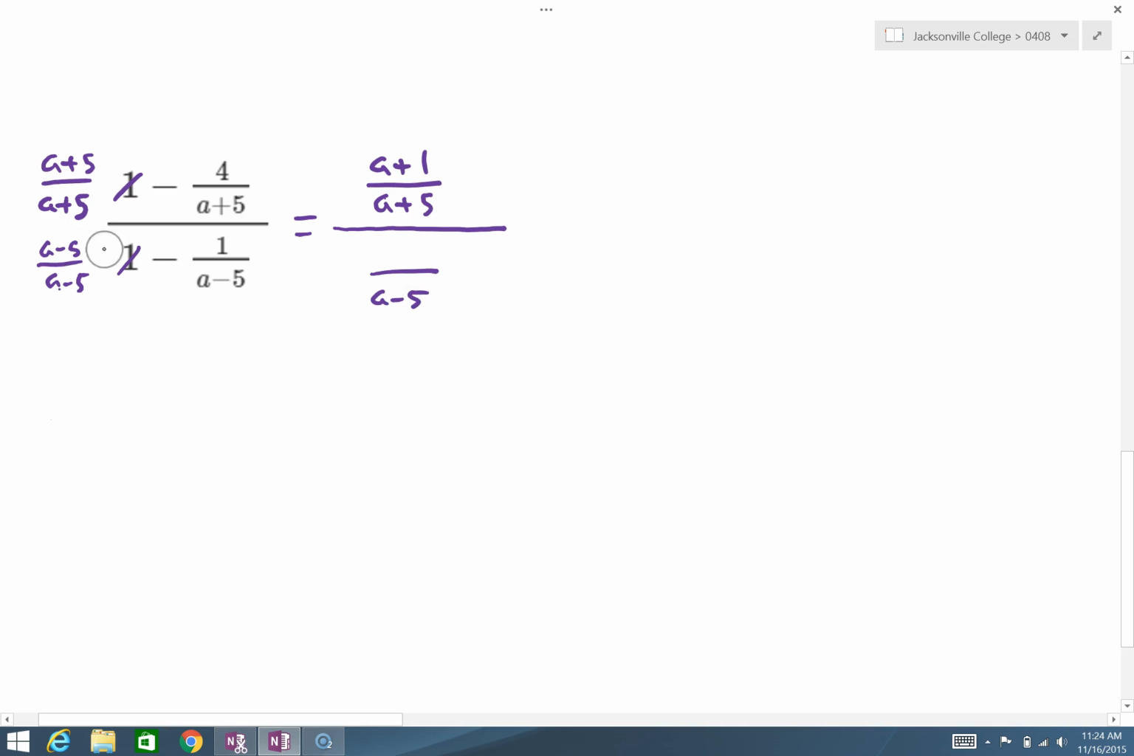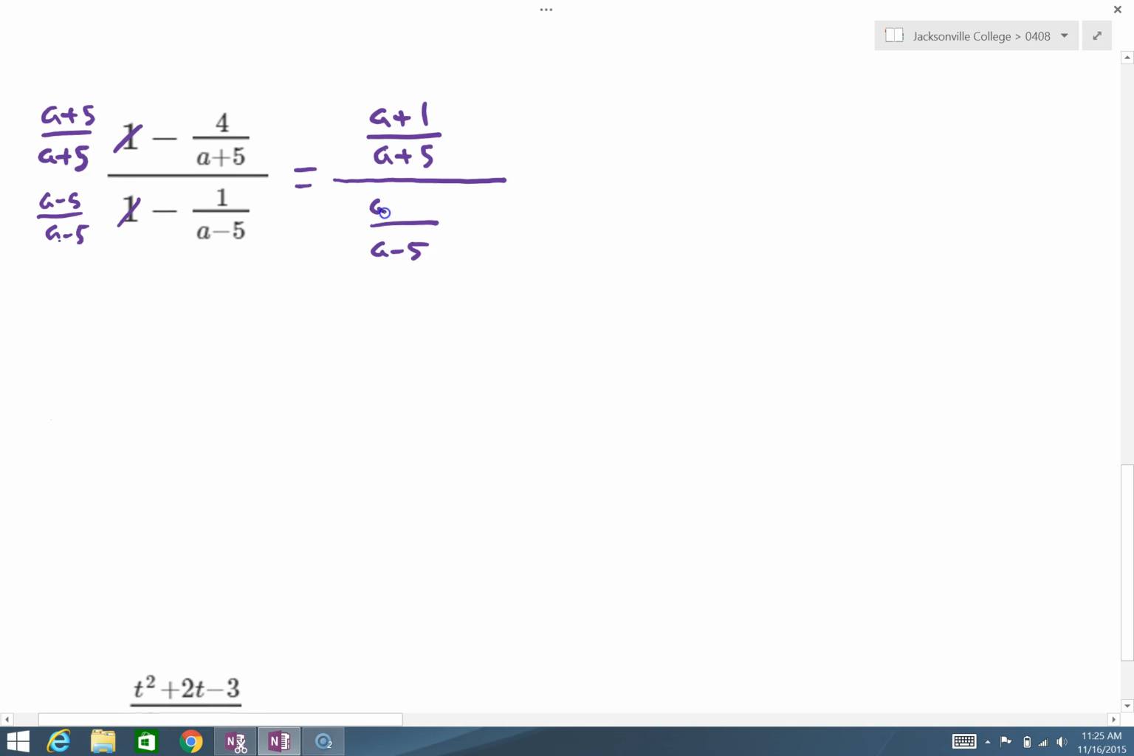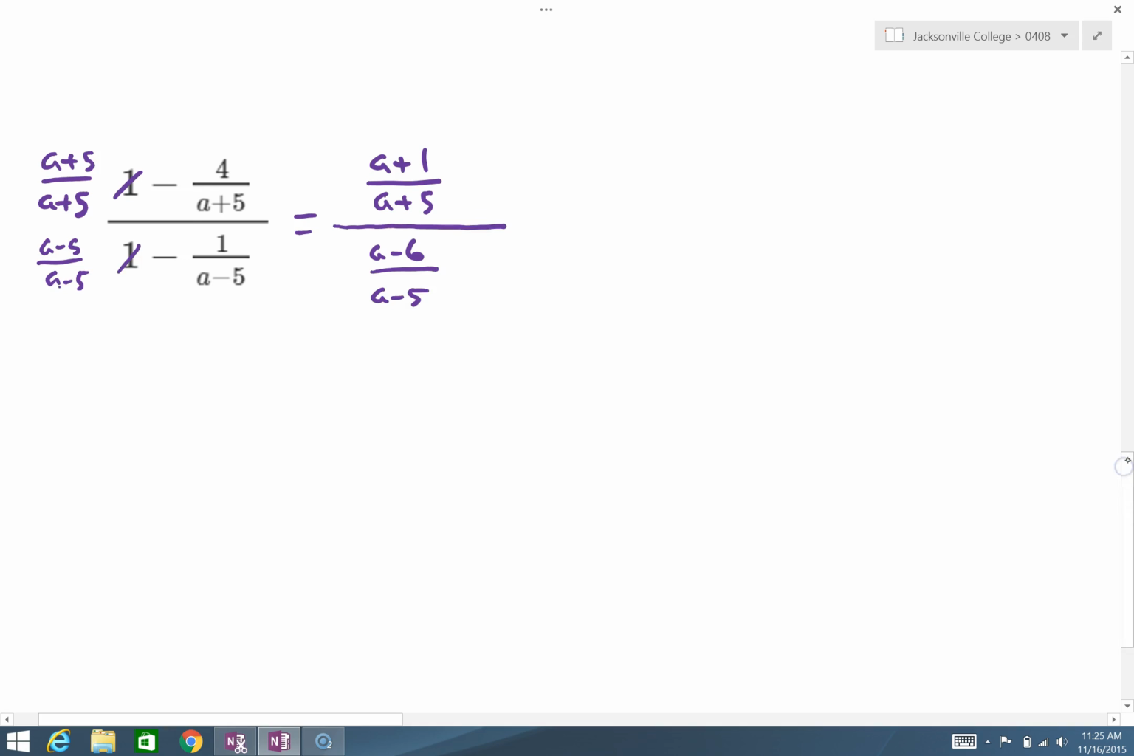In the numerator, we have a minus 5 minus 1. That becomes a minus 6. Okay, now I'll re-express this statement as a plus 1 over a plus 5 divided by this fraction, a minus 6 over a minus 5.